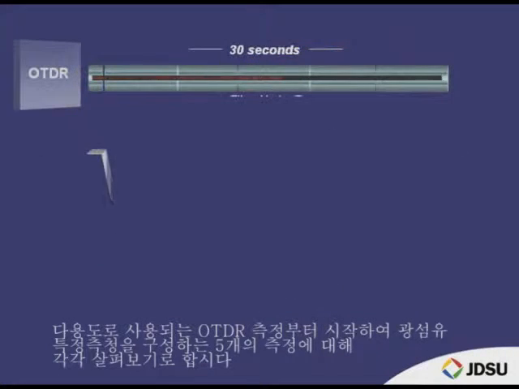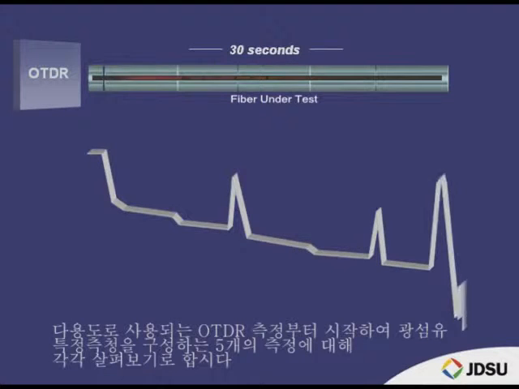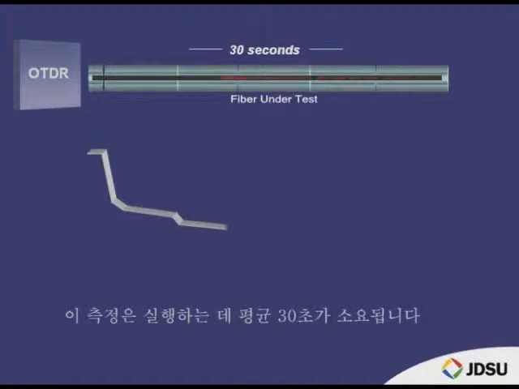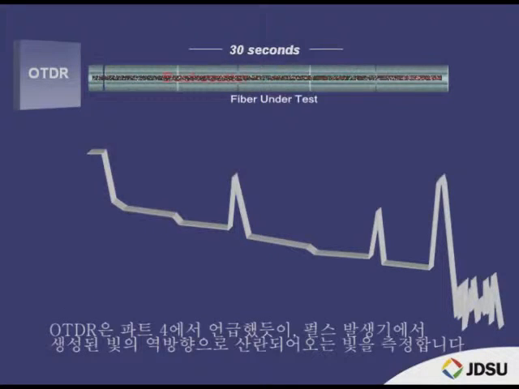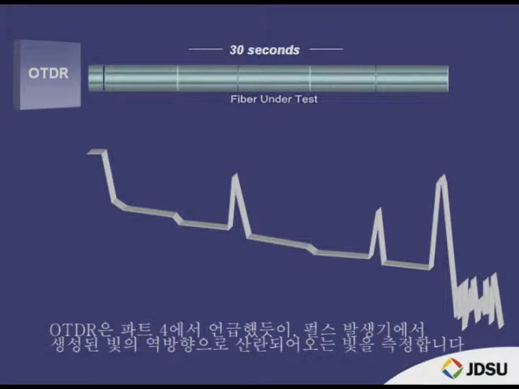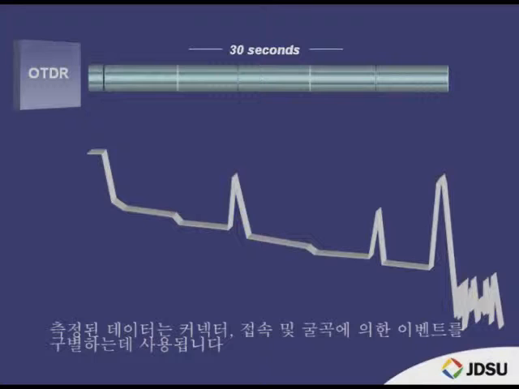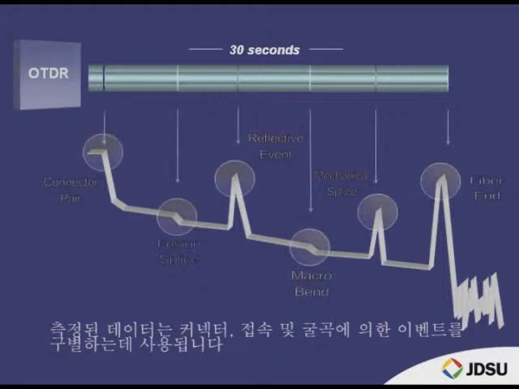Let's take a look at each of the 5 tests that make up fiber characterization, starting with the versatile OTDR test. This test will take, on average, 30 seconds to perform. The OTDR, as we mentioned in Part 4, measures the backscattered light generated from a pulsed source. The data collected helps to identify several events caused by connectors, splices, and bends.